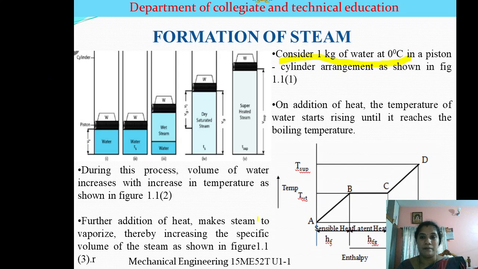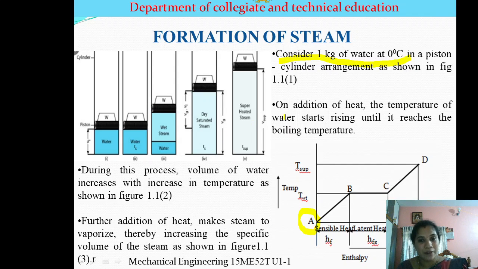For this purpose, the initial condition is represented at point A in the TH diagram, that is the temperature enthalpy diagram. The initial condition of the water, which is at 0 degree Celsius, is represented by point A in the TH diagram, shown in figure A. So what we have done? We have taken 1 kg of water at 0 degree Celsius.